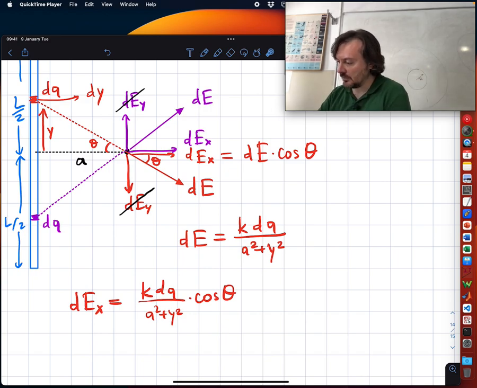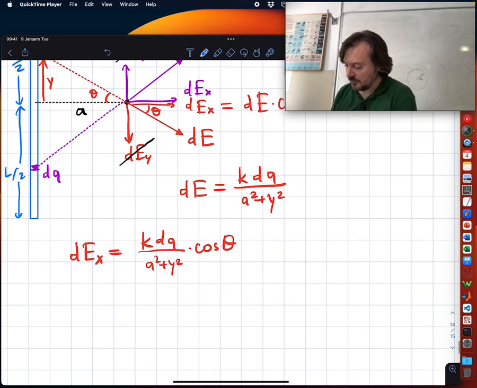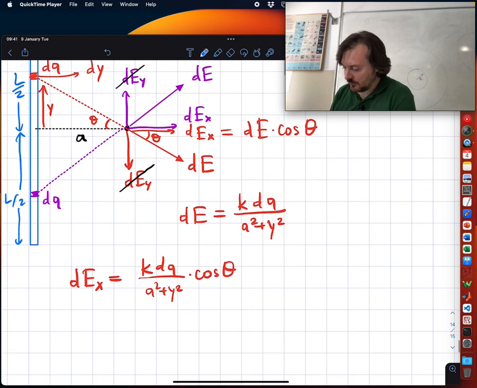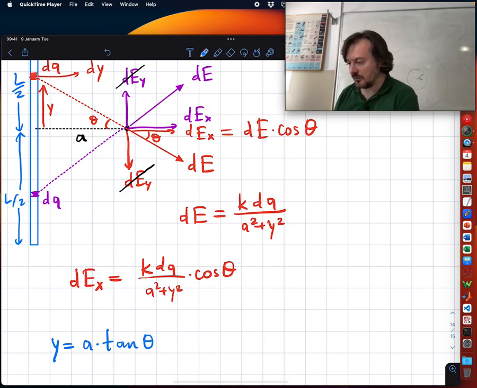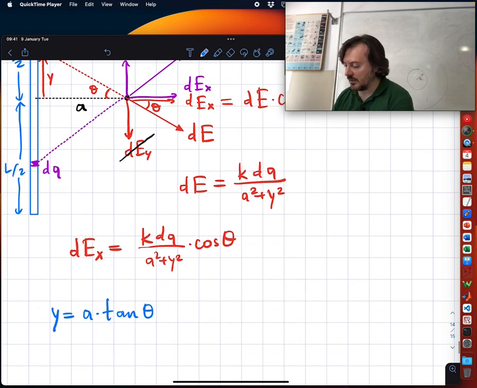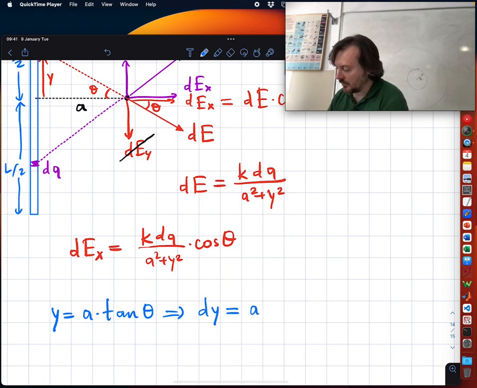Let me show you how it works out. Do you agree that y is equal to a times tangent theta? Because y over a is tangent theta, right? Now, what is dy? A times secant squared theta d theta. Very good. A times secant squared theta times d theta.